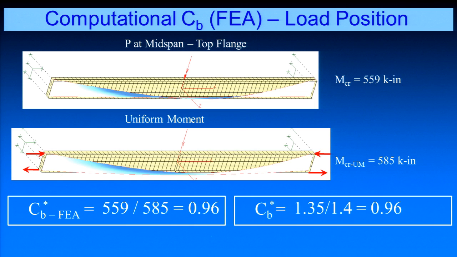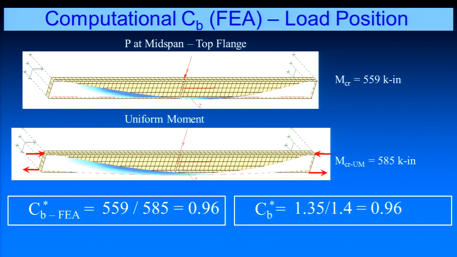If we take the C sub B we had, 1.35, and divide it by 1.4, in this case, again, we got lucky. It's exactly the same as what we get from the finite element solution. But in general, this will do pretty well. It'll usually get you within about 5% of the theoretical value you'd get from an FEA analysis of your system. So it's an easy way to account for load position.